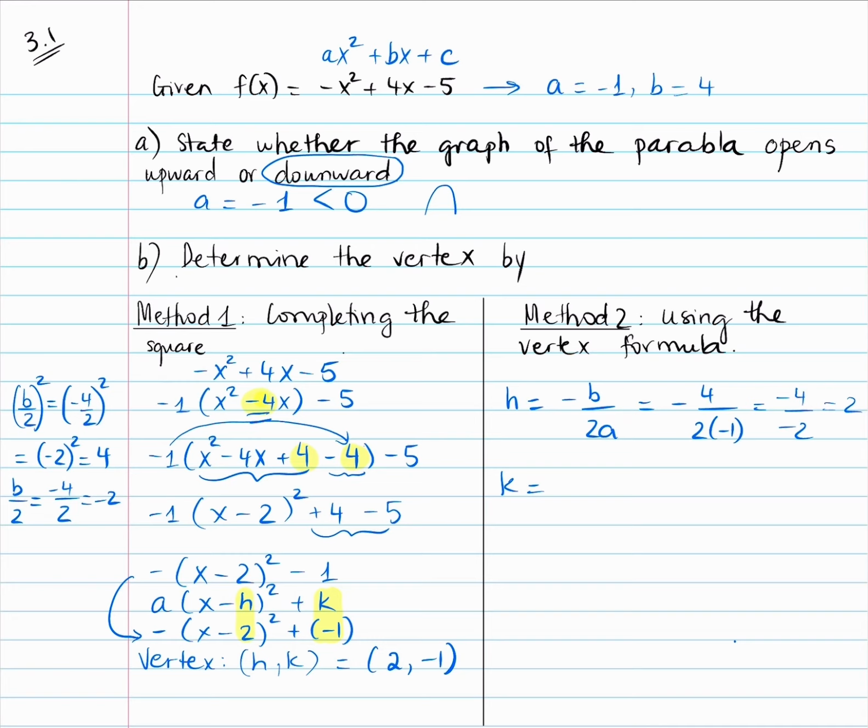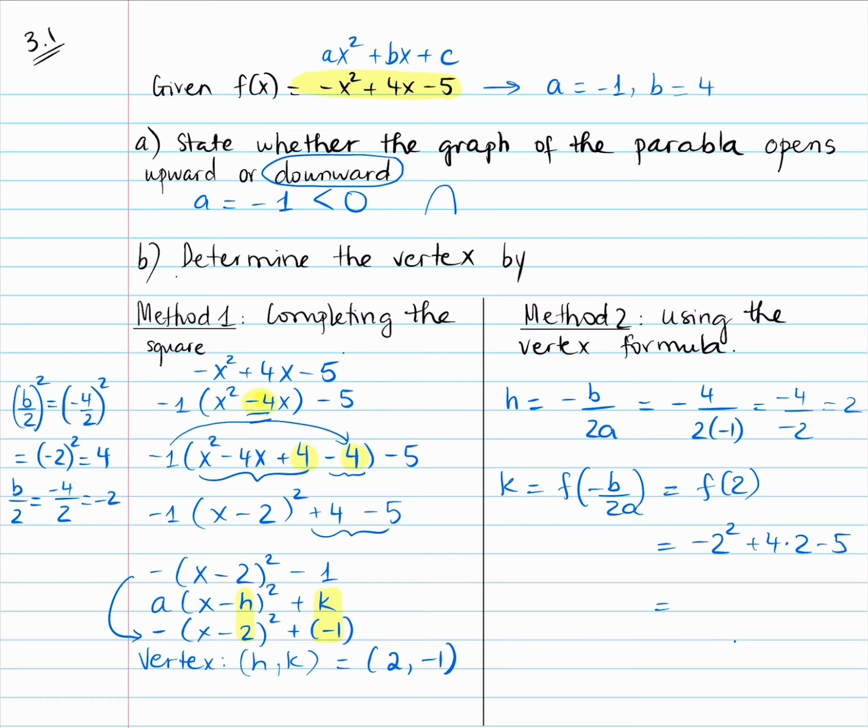K is calculated by f of -b over 2a, which means the function f evaluated at x equal to -b over 2a. Now, we already calculated -b over 2a to be 2, so really we're looking at f of 2. So to calculate f of 2, again, we'll look at the original function here, and we're going to substitute 2 in for x. So we have -2 squared plus 4 times 2 minus 5.